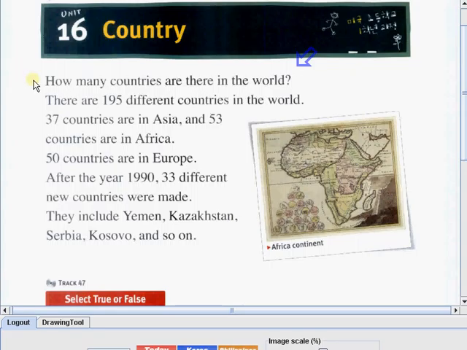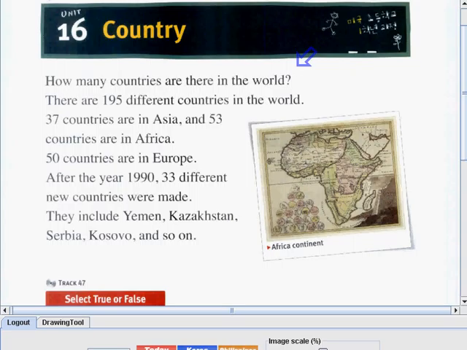How many countries are there in the world? There are 195 different countries in the world. 37 countries are in Asia, and 53 countries are in Africa. 50 countries are in Europe. After the year 1990, 33 different new countries were made. They include Yemen, Kazakhstan, Serbia, Kosovo, and so on.